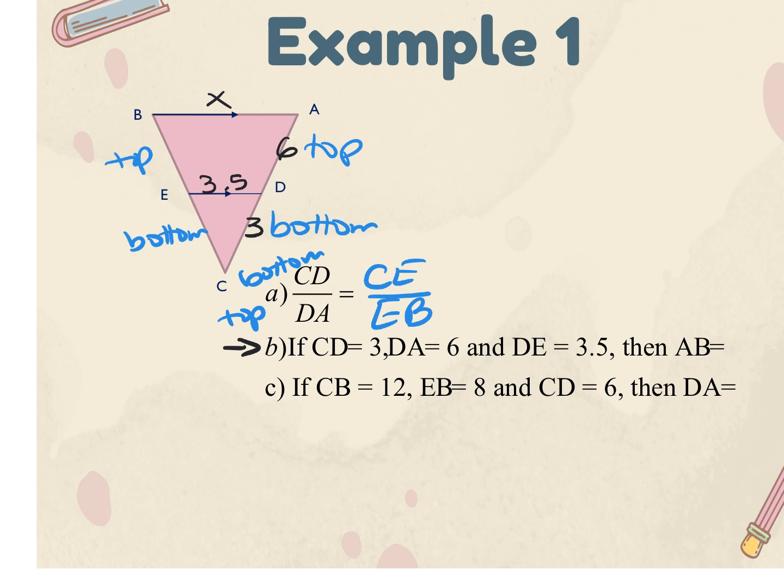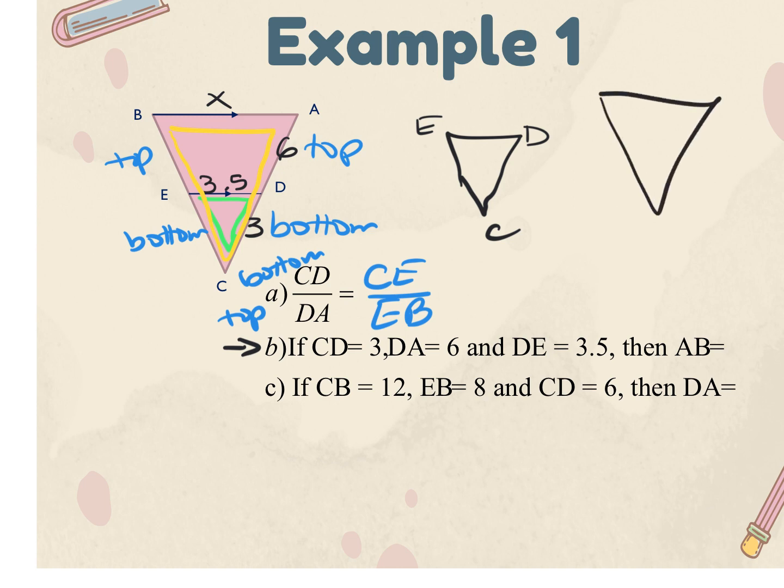So let me go ahead and pull them apart. I've got this little one right here, and then I can do the larger one right here. So I've got the little one, C, E, D, and then the larger one, B, A, C. And let me label the numbers. Now, AC, I can add 6 plus 3, and this side is 9. This is my X, this is my 3.5, and this is my 3.